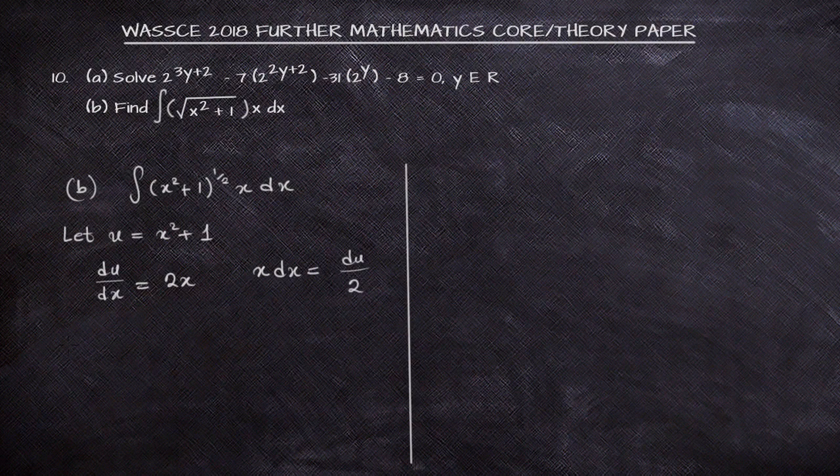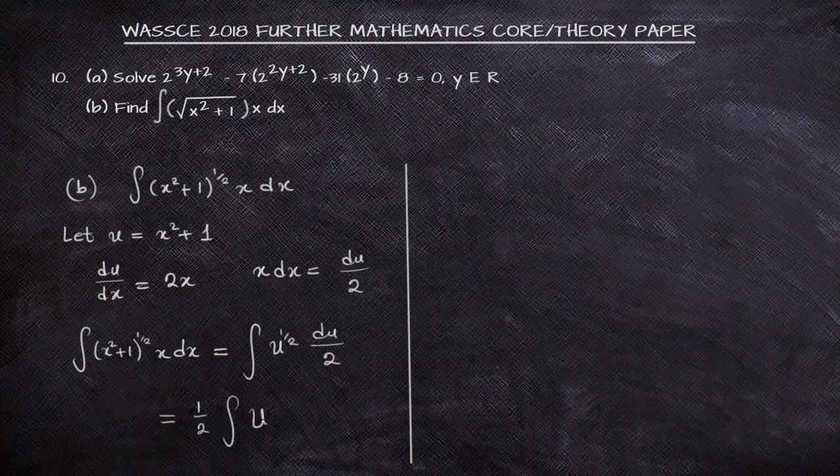Now, since we are making all this substitution, we can go back to our original question, and instead of writing integral of x squared plus 1 raised to power half x dx, we can substitute for u and x dx to say this is equal to integral of u raised to power 1 over 2 du over 2. And that will be 1 over 2 integral of u raised to power 1 over 2 du. And now this is simpler for us to solve.